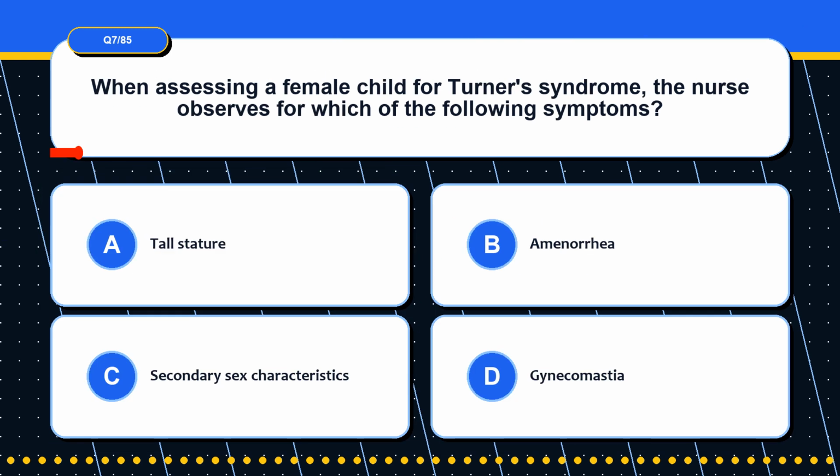Question 7. When assessing a female child for Turner syndrome, the nurse observes for which of the following symptoms? Here are the options. Option A. Tall stature. Option B. Amenorrhea. Option C. Secondary sex characteristics. Option D. Gynecomastia.